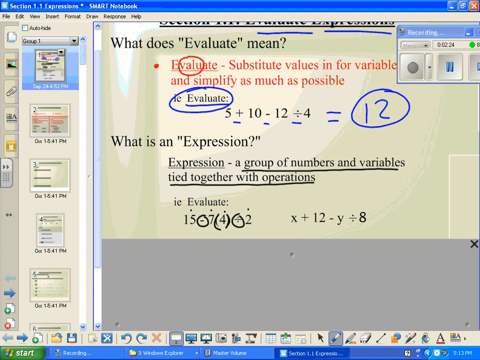Same thing if there's variables too. So this is x, 12, y, and 8. All those things I know, variables and numbers, tied together with operations. Here's addition, here's subtraction, here's division. So these are expressions.